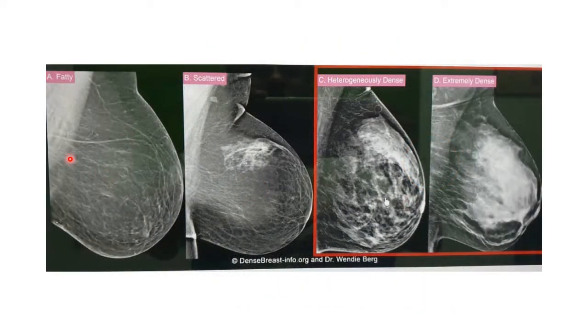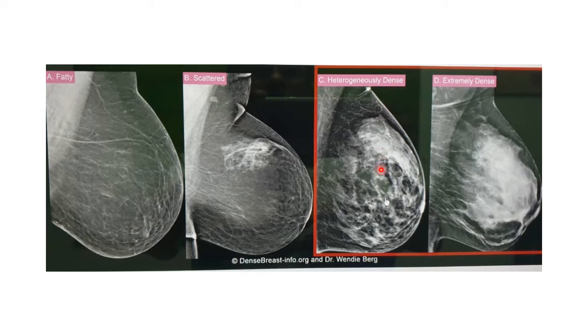Okay, these are again a series of mammograms. A here is a fatty breast, okay, and the last one, D, is an extremely dense breast. Here mammogram is virtually not useful for the detection of breast cancer, whereas here it is very useful. It can be seen here. Okay, scattered and heterogeneous breast.